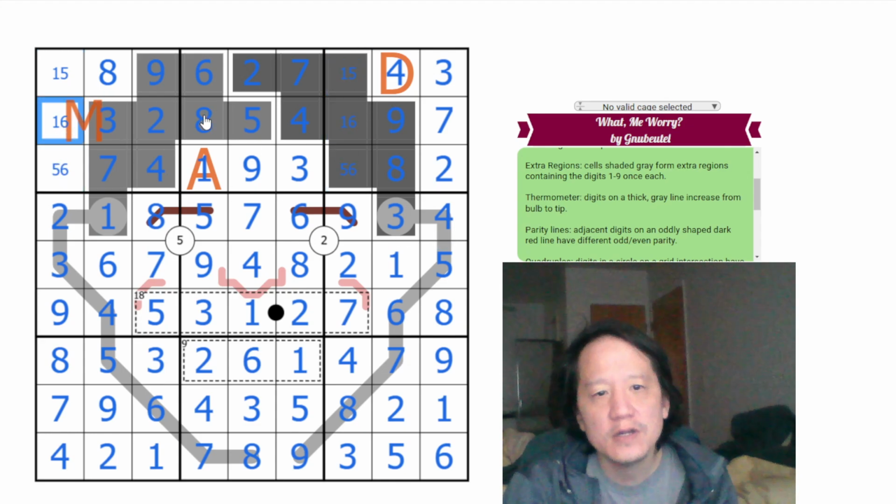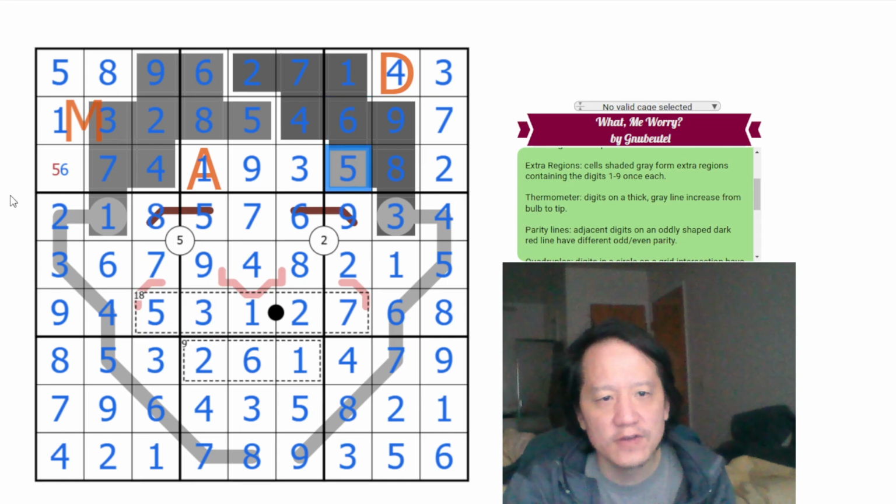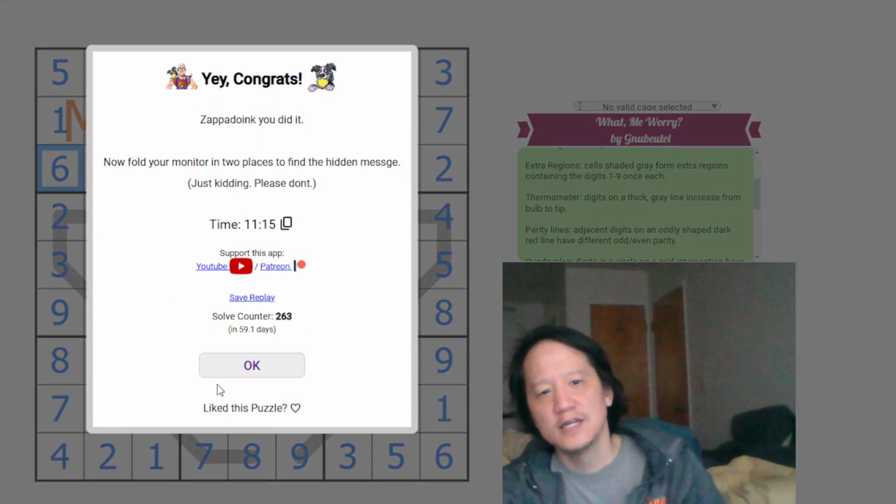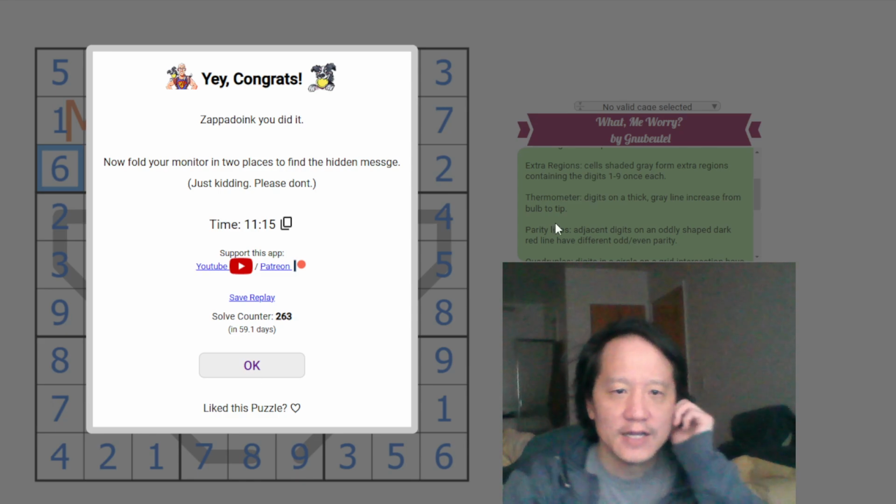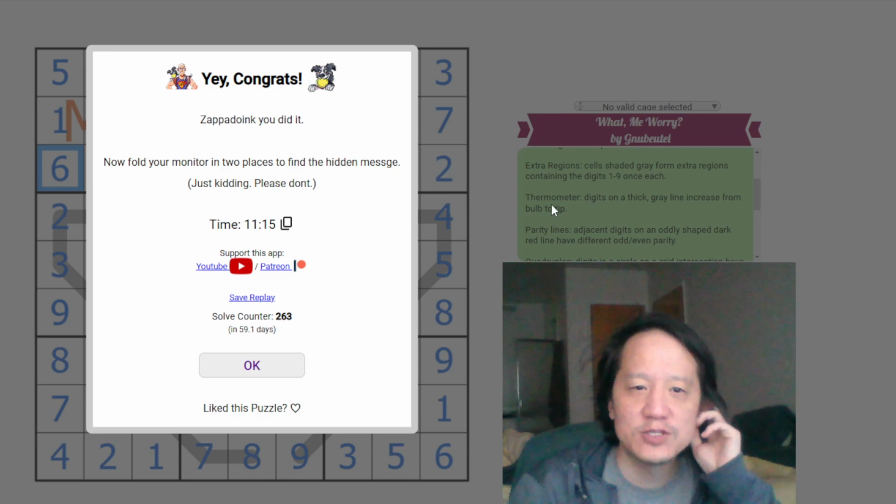We have an A as a 1, a D as a 4, therefore this must be 13, therefore this must be the 1. And this is 5, this is 1, this is 6, this is 5, and this is 6. And that's a solve. Now fold your monitor, zapadoink, you did it.